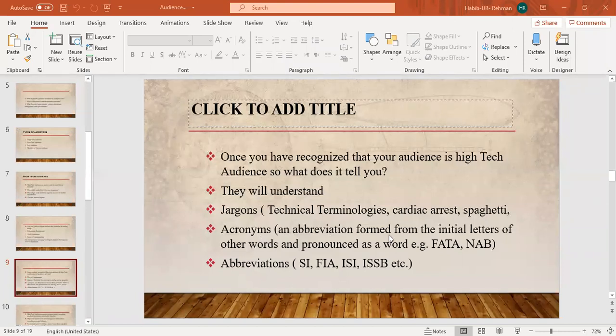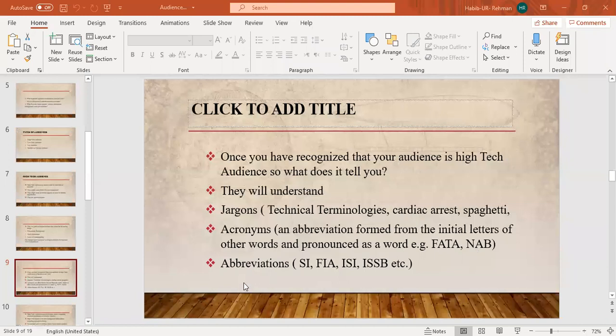Acronyms and abbreviations are formed from the initial letters of other words. An acronym is pronounced as a word. For example, NAB, National Accountability Bureau. Now NAB is the acronym of National Accountability Bureau. What we have done is taken the initial letters of every word, made it one word, and we pronounce it as a word, NAB.